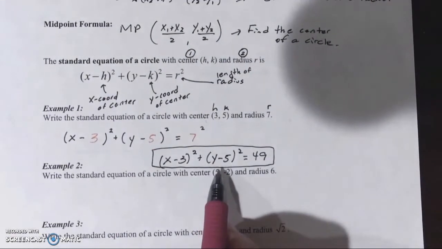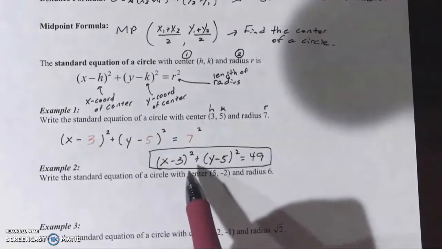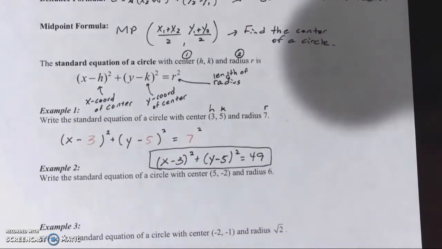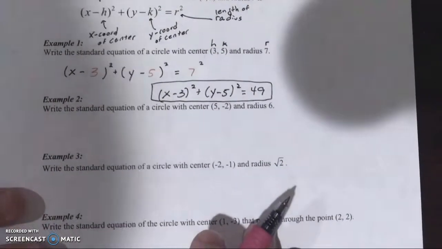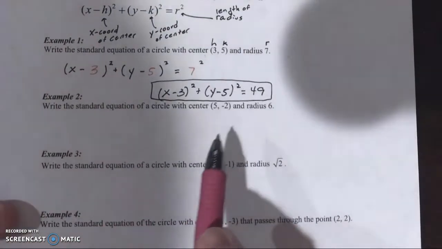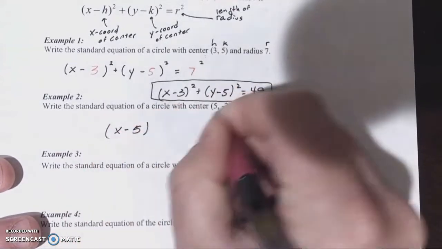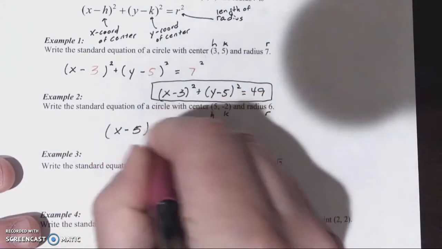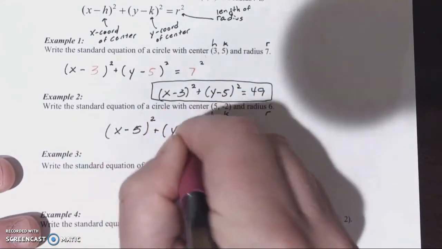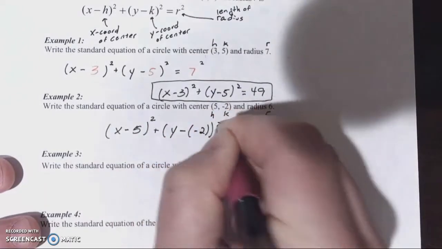This is the standard equation of a circle with center 3, 5, and radius 7. So let's do one more. Standard equation of a circle, center 5, -2, radius 6. X minus, there's our h, our k, and our r, squared, plus y minus, now we have a -2 here.